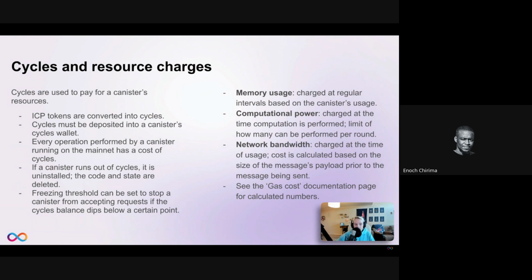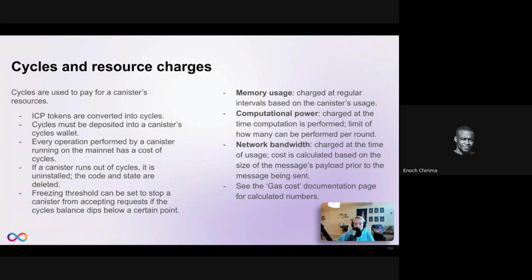To prevent this from happening, a lot of developers will set what is known as a freezing threshold, which is the ability for the canister to stop accepting requests if the cycles balance dips below a certain point. That way they aren't continuing to burn cycles and are at risk of running out of cycles. That is something that is very important for developers that have applications live in production to be aware of and know how to set up. And that's something we're going to cover in our module dedicated to managing canisters.